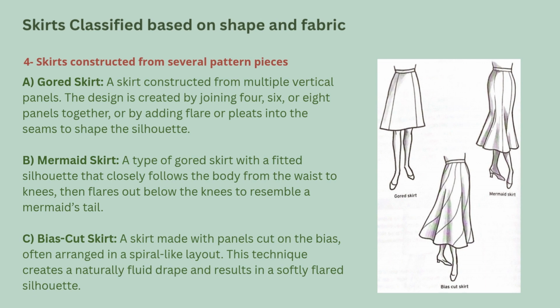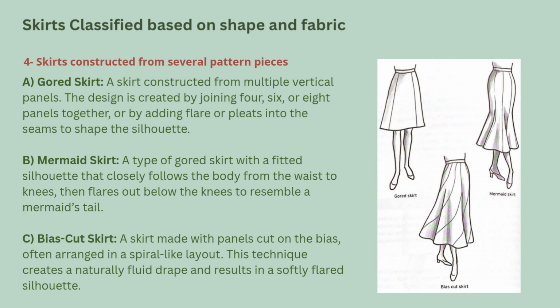The fourth group of skirts are constructed from several pattern pieces. In this group, we have gored skirt, mermaid skirt, and boy scout skirt. Gored skirt is a skirt constructed from multiple vertical panels. The design is created by joining 4, 6, or 8 panels together or by adding flare or pleats into the seams to shape the silhouette.